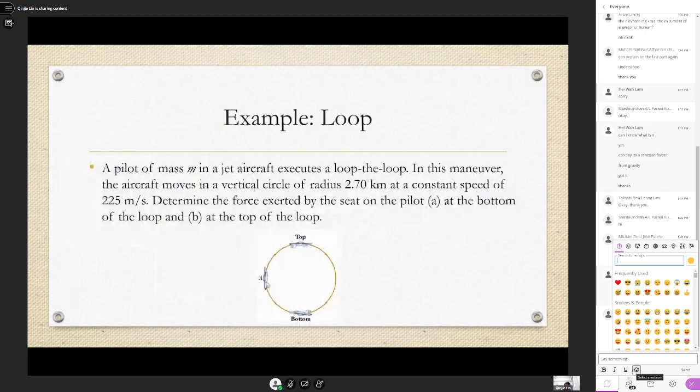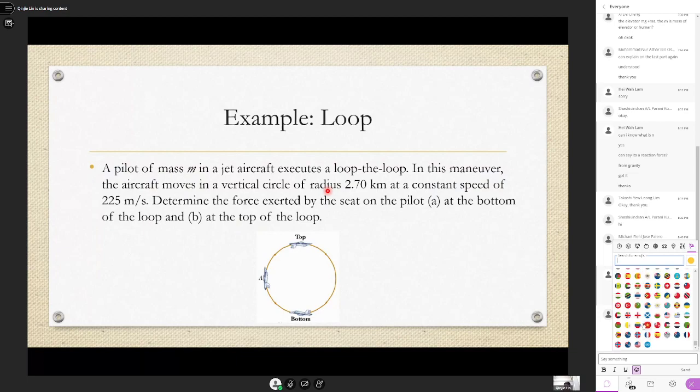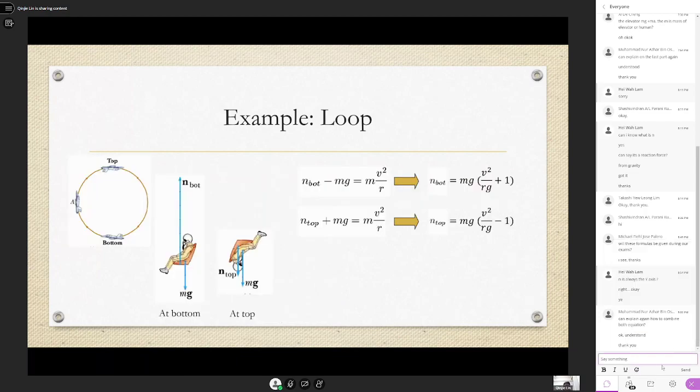So we are asked to find out at the bottom and at the top, what is the force exerted by the seat on the pilot. That is actually the normal force, okay? So at the bottom, you draw the free body diagram of the pilot. The pilot will have a weight going down. And because he is pressing onto the seat, the seat exerts a normal contact force on him, in the opposite direction, pointing upwards. It's at the bottom.